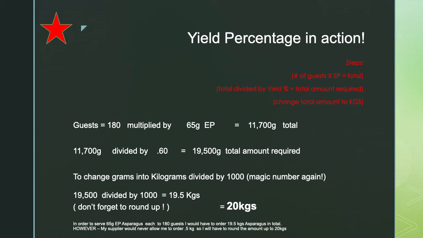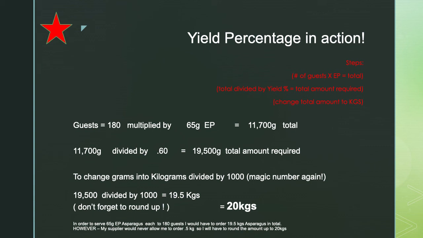So there's a few steps. First of all, I need to find out the number of guests, which I got in my question. It was 180 in this case. I'm going to multiply it by the edible portion amount that I need. In this case, I need a 65 gram portion, and that's going to give me the total amount of asparagus that I need. So 180 guests multiplied by 65 grams edible portion. In total, edible portion wise, I need 11,700 grams. I know that's 11.7 kilos, but we've converted it into grams and we kept it in grams because it's easier to work out with the smaller unit.